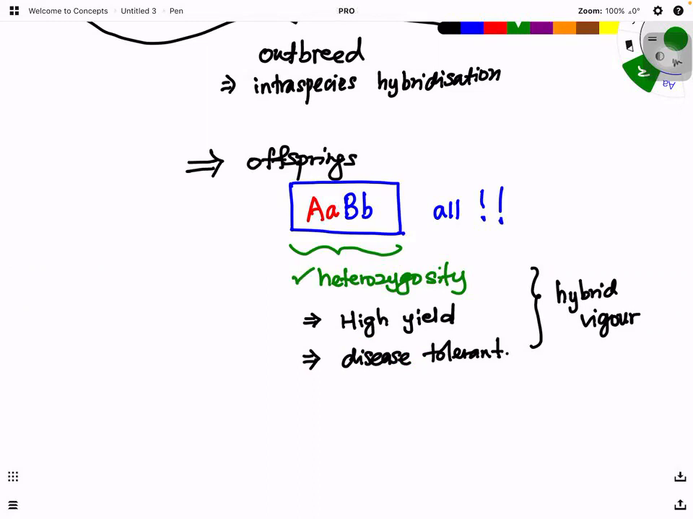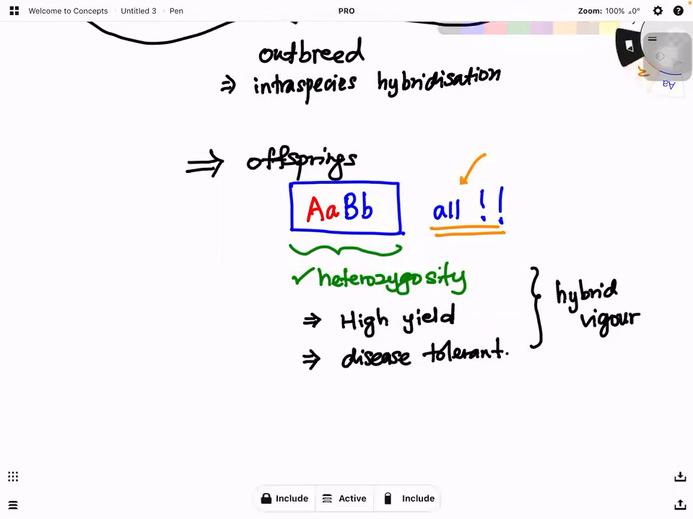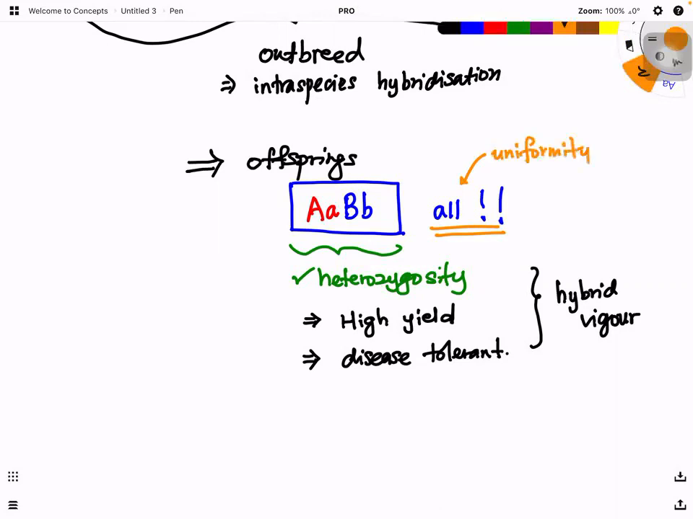But can it achieve the homozygosity? The answer is yes, because all the offspring are genetically identical. Correct? All of them give us high yield, all of them give us disease tolerant. So it means that all of them will show us the same characteristics. So this one we achieve uniformity. Can you see that? The F1 generation gives us the uniformity.